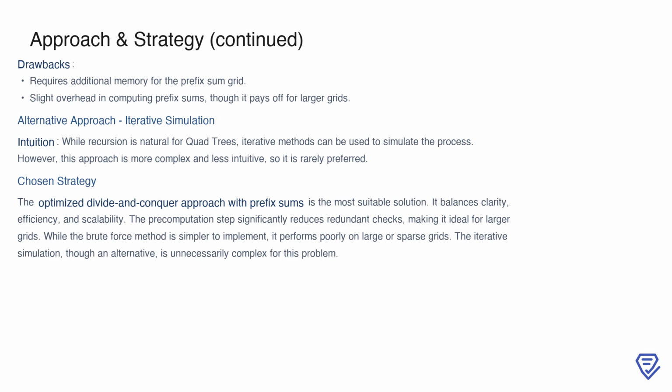Among the approaches discussed, the optimized divide and conquer strategy with prefix sum stands out as the most practical solution. It strikes a balance between clarity, efficiency, and scalability, making it well-suited for handling both uniform and non-uniform grids. While the brute force method is easier to implement, it struggles with performance on larger or sparse grids. Iterative simulation, on the other hand, adds unnecessary complexity without significant benefits.